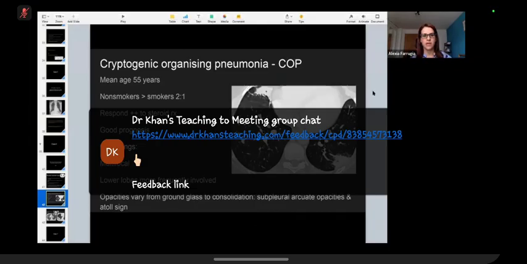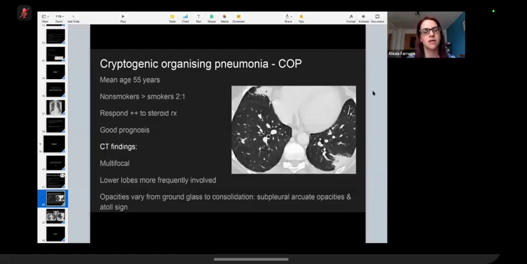So this was a case of cryptogenic organizing pneumonia. Typically, this is seen in patients of a mean age of about 55 years, more common in non-smokers as opposed to smokers. They respond very well to steroid therapy. So usually post-steroid therapy, these areas of consolidation kind of melt away. So they have a good prognosis.